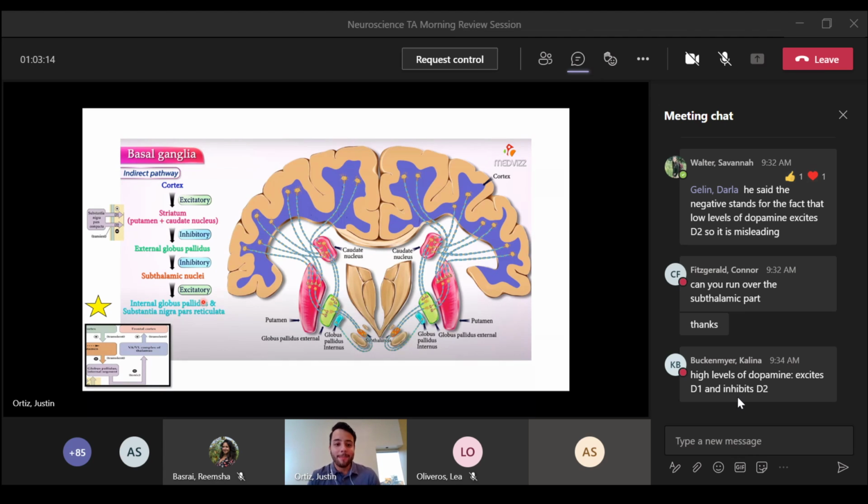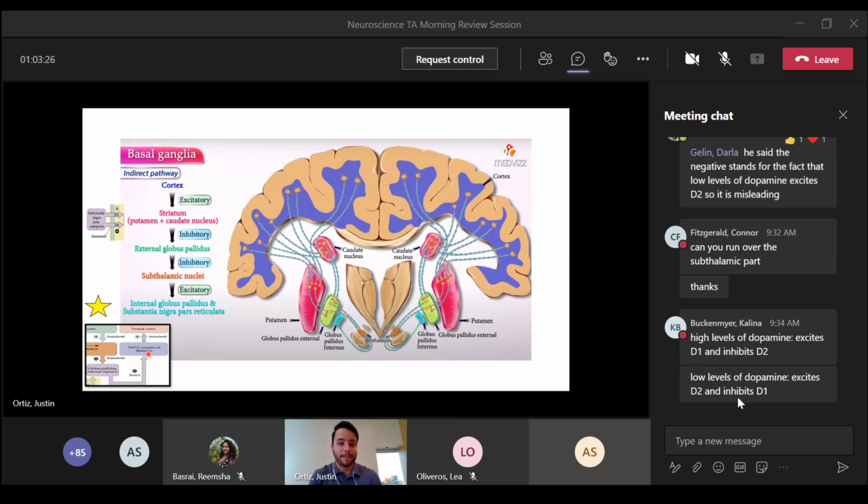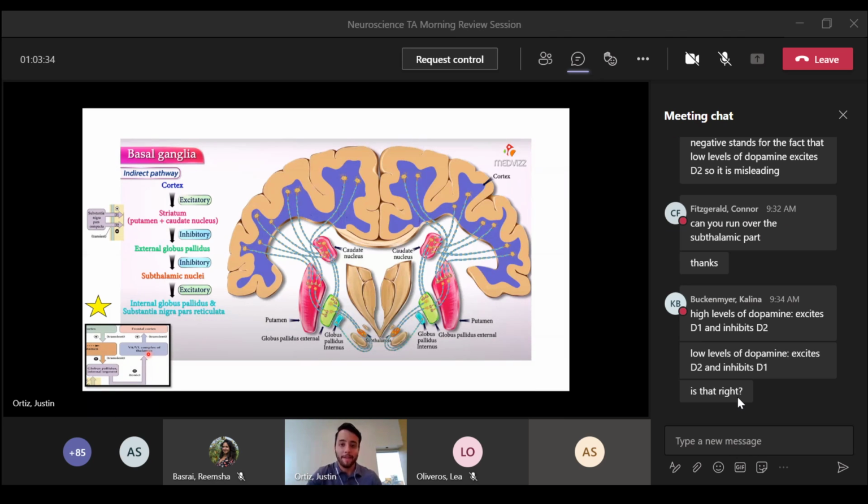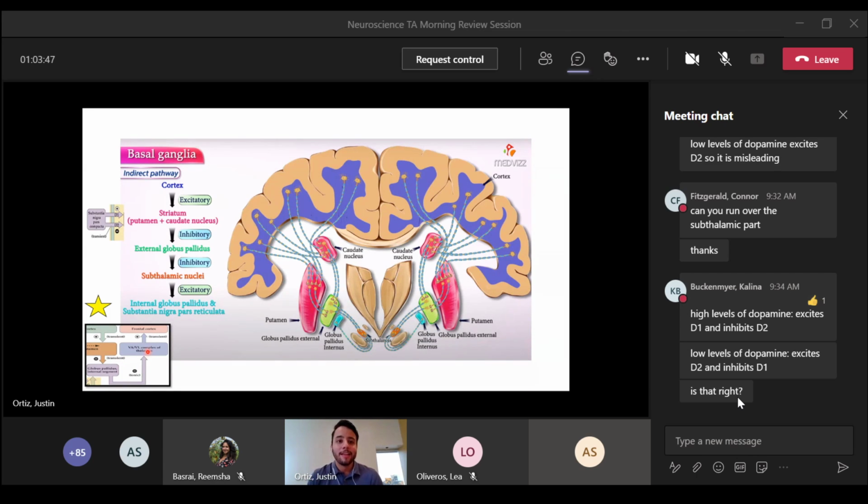So subthalamic nuclei excites the internal globus pallidus, and we think, okay, what does the internal globus pallidus do? If we remember from the previous slides, the internal globus pallidus is going to inhibit the thalamus, right? So the subthalamic nuclei is like, I want to keep exciting the globus pallidus internus, keep exciting. And when the globus pallidus internus is excited, it's going to keep inhibiting the thalamus. Thus, the thalamus will not be able to send a signal to the cortex, and that's going to lead to inhibition, basically, of movement.